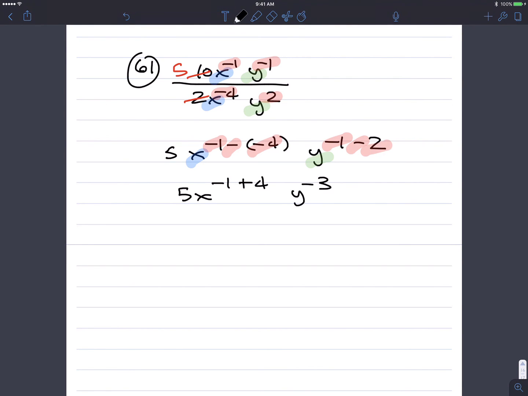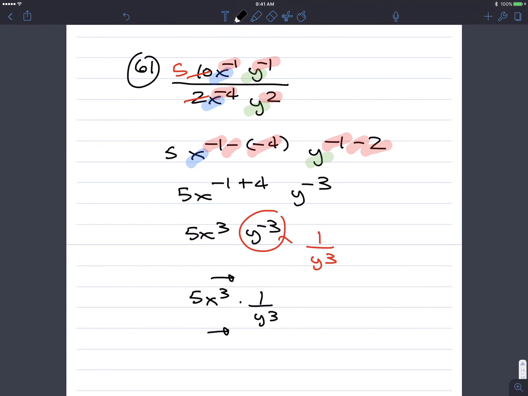Let's remember how to perform arithmetic with signed numbers. Negative 1 minus a minus is negative 1 plus 4. I get 5x to the third power, y to the minus 3 power. And don't forget, we have to write with positive powers. So that y to the minus 3 power becomes 1 over y to the third. And I have 5x cubed times 1 over y to the third. Let's write that nicer. And again, we multiply our fractions horizontally across: 5x cubed over y cubed. That's number 61.